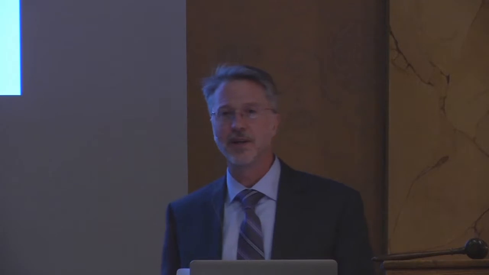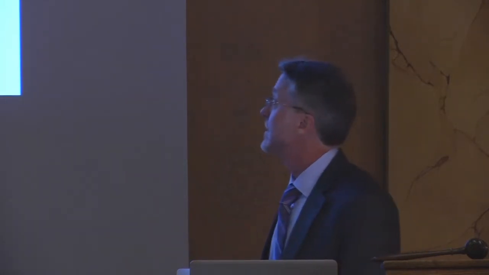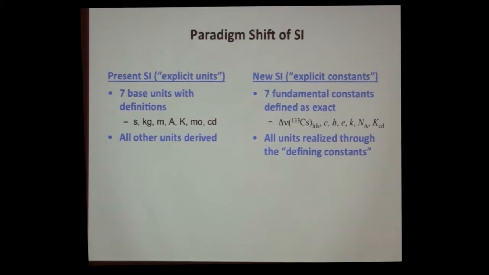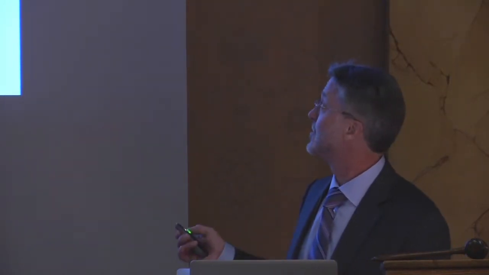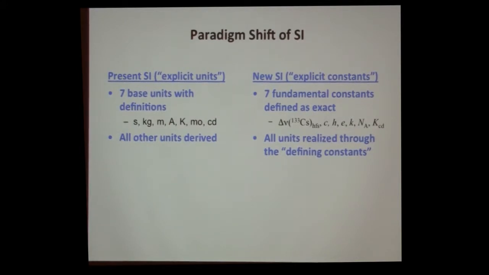Now the paradigm shift between the present SI and the new SI is that the present SI is defined by the unit, something that we're familiar with: length, time, and mass. And there's actually seven of them, and they have definitions. You know, the second is so many oscillations of a cesium clock. All the other units in the SI today are then derived from these base units. When we go into the new SI, we're going to define seven fundamental constants as exact, and then all units are realized from these constants. So what's changed here? There are no base units, and with that, there's no definition of base units. There are just these exact values from which you can get any unit.